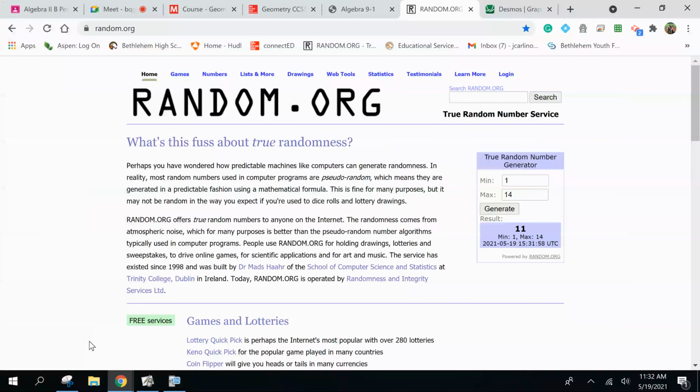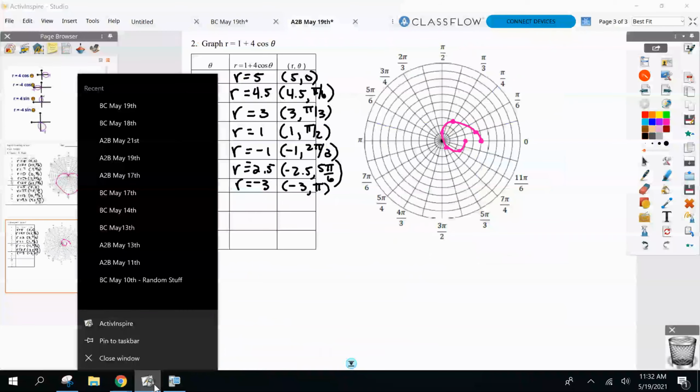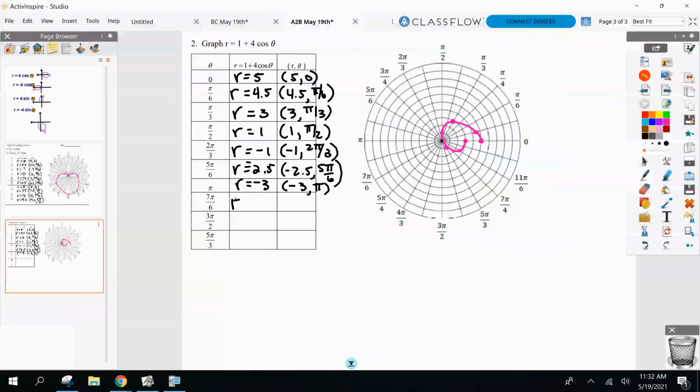7 pi over 6. Bassett, back to you. 7 pi over 6. -2.5. Yes, sir. So 7 pi over 6, go opposite. Let's see what's opposite. Pi over 6 is opposite. 2.5, right here.